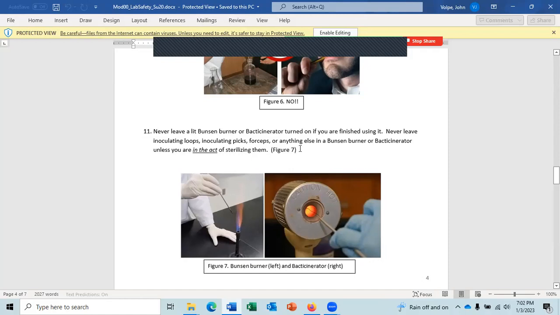So you only use the bacti-incinerator, have it on when you're using it, or right before you use it, because it does take 5 minutes to warm up. And then when you're all done using it, you turn it off.